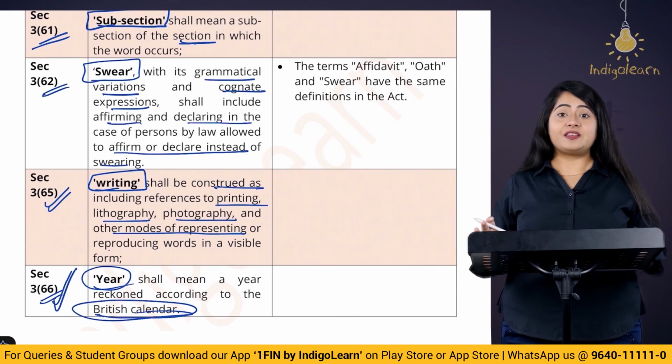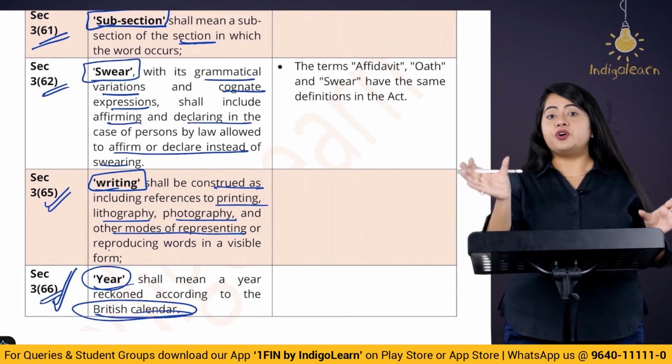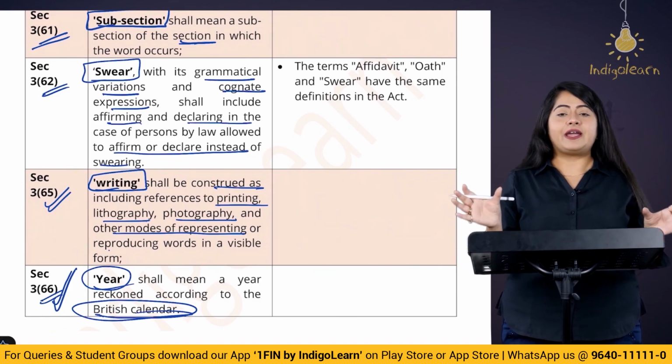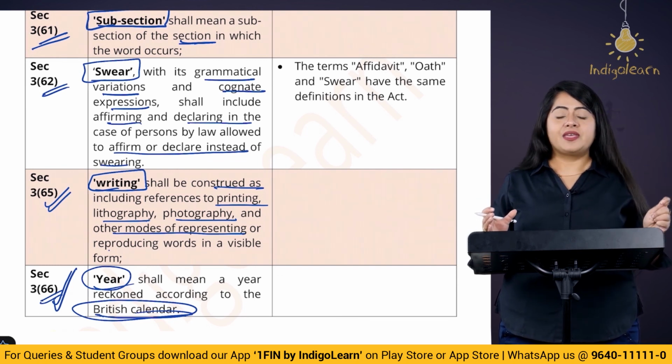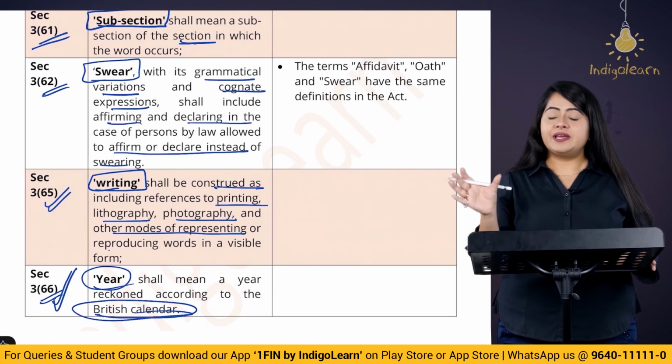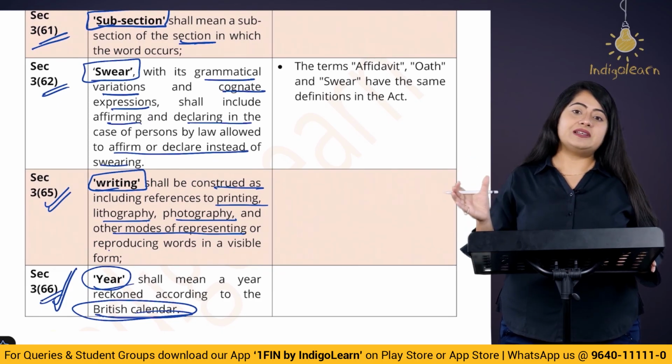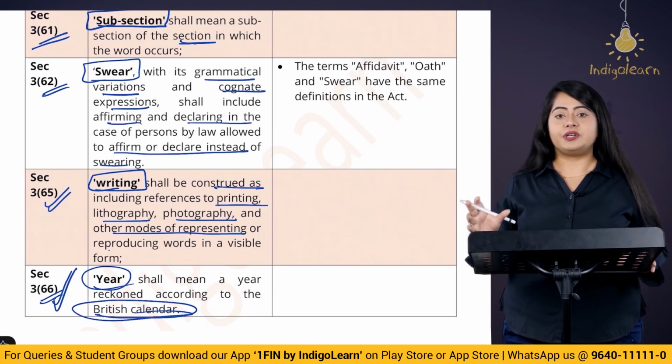So I hope you understand that financial year is different and year is different. Both are differently defined in the General Clauses Act. When we say financial year, it starts from 1st April. Whereas when we say simply year, it is a British calendar year, which means it starts from 1st January and ends on the 31st December.